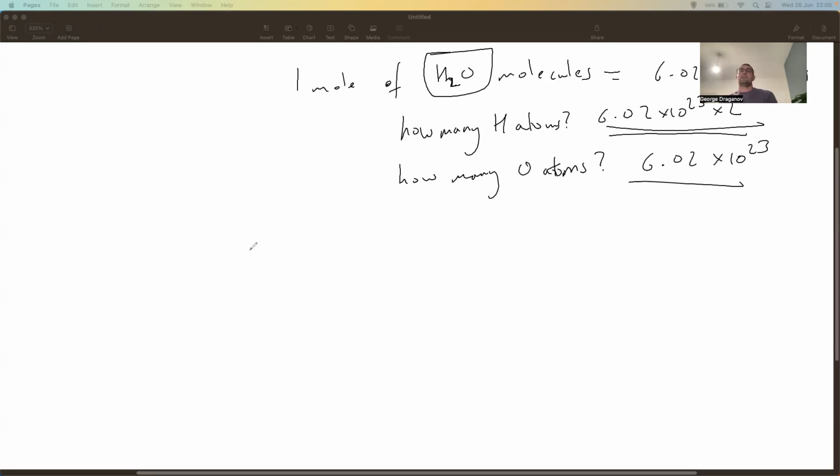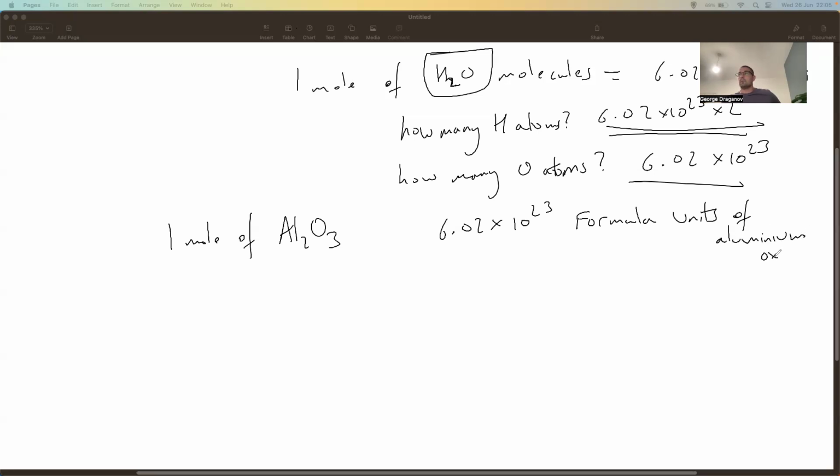Now, if you consider something like aluminium oxide, and you consider that you have 1 mole of this, then that would mean that you have 6.02 times 10 to the 23 formula units. You cannot say molecules because it is ionic, metal and non-metal. So you would say there's 6.02 times 10 to the 23 formula units of aluminium oxide.